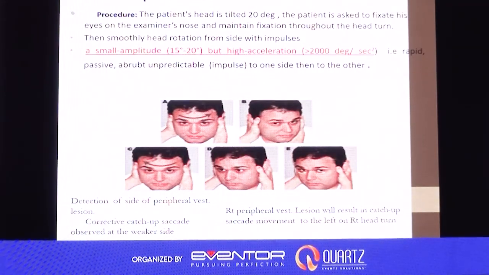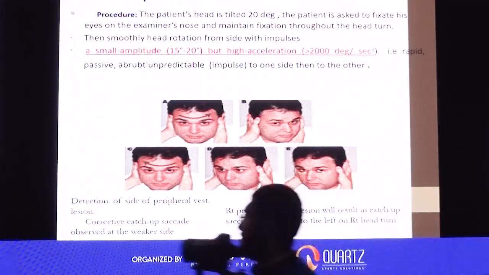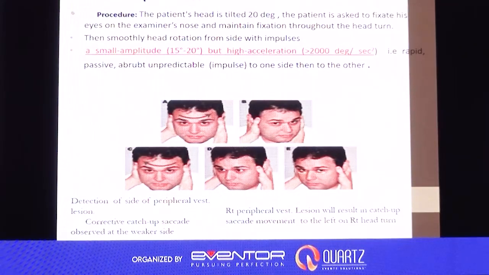After that, the head impulse test, or head thrust test. The patient's head is tilted 20 degrees forward, and the patient is asked to fixate his eyes on the examiner's nose and maintain fixation throughout the head turn. Then smooth head rotation from side to side with impulses. The impulses should be with a small amplitude but high acceleration. It should be rapid, passive, abrupt, and unpredictable for the patient, to one side, then to the other side.